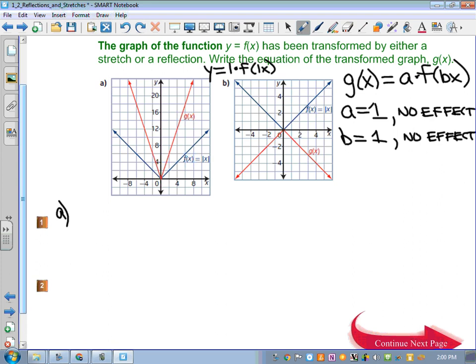So looking at f of x, I can identify that one of my coordinates on the original is 4, 4. Watch that scale. It is 2 per tick. And then this is turning into the point on g of x. I'm going to draw that dotted line, that is going to become 4, 12. Now I'm going to do this as a vertical stretch first.